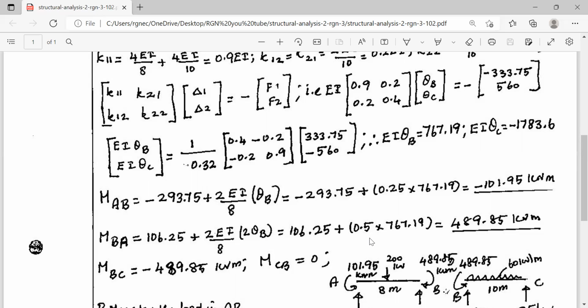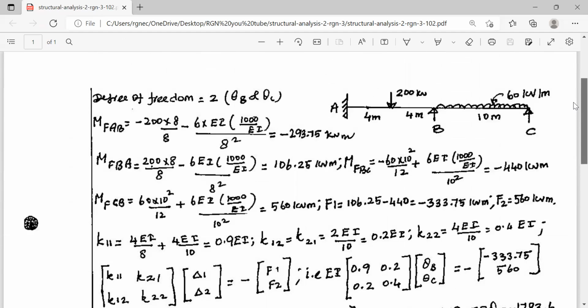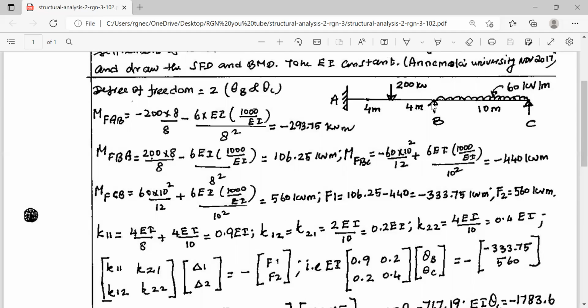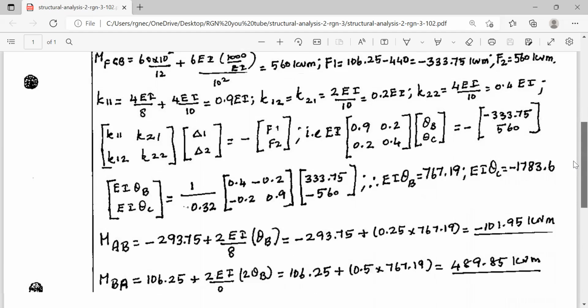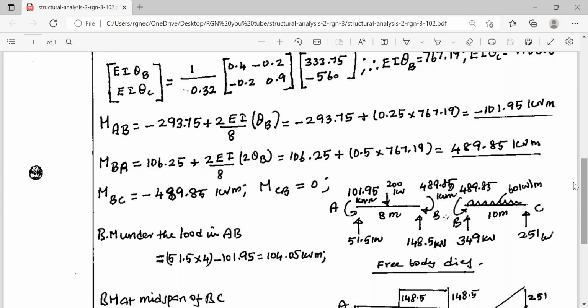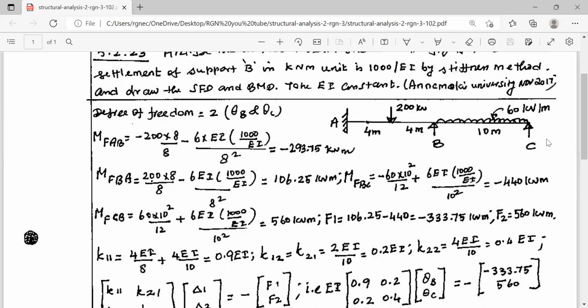Now M of BA is equal to M of BC. Otherwise, the equilibrium will not be satisfied. You can also verify by writing the equation MBC is equal to M of BC plus 2EI by L into theta C plus 2EI by L into 2 theta B. You can find out the effect of the rotation at B as well as C. You can write down the equation for MAB in terms of M of AB, theta B and theta C. Here, for the sake of brevity, we have straight away taken M of BC as the same as M of BA. You cannot verify that.